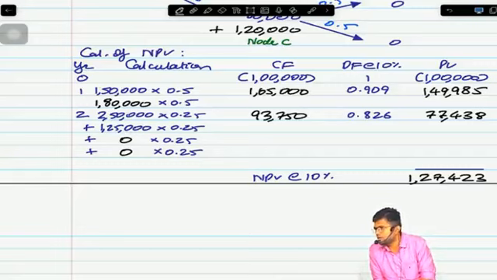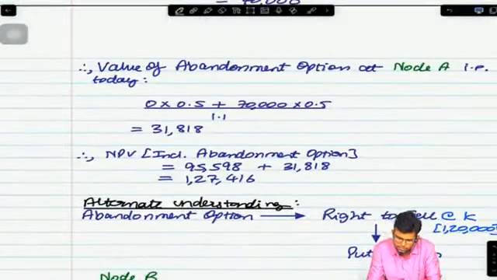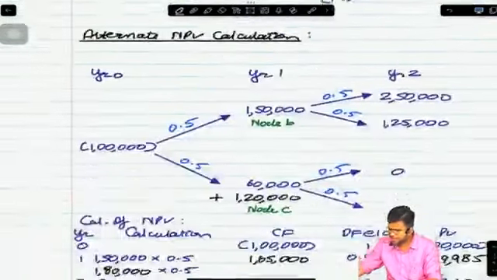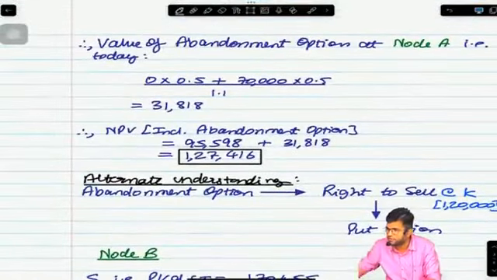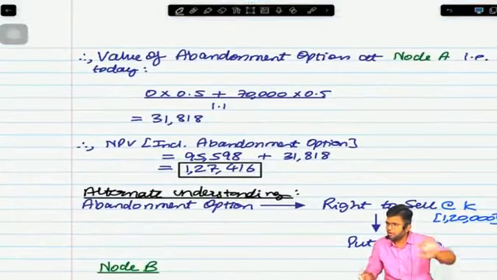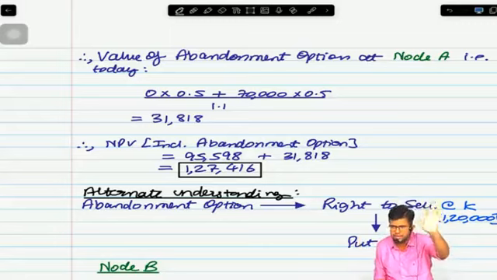Everyone clear? One option was, by the way, I forgot to tell you, I hope you realize this is the same answer we had got earlier. This answer and that answer are the same; it's just a rounding off difference. 127,423 and 127,416. How did I get 127,416? I did normal NPV without abandonment and then added the abandonment option to it. The other way is to change the cash flow only, considering abandonment. The answer will come the same.